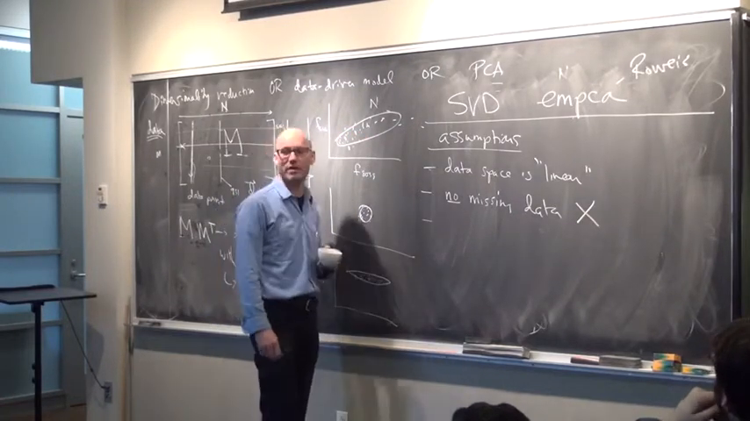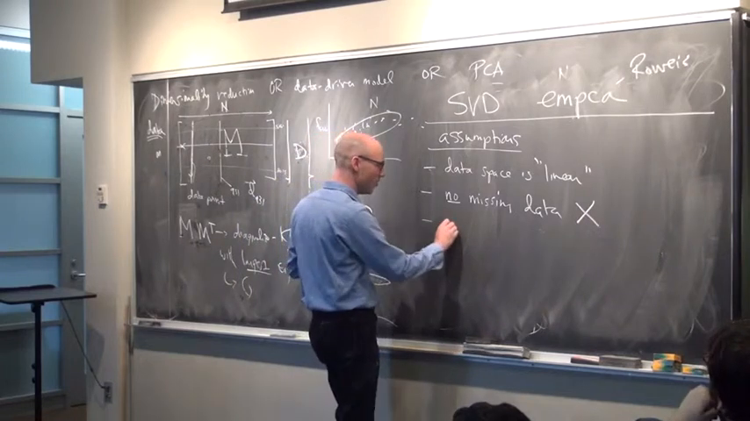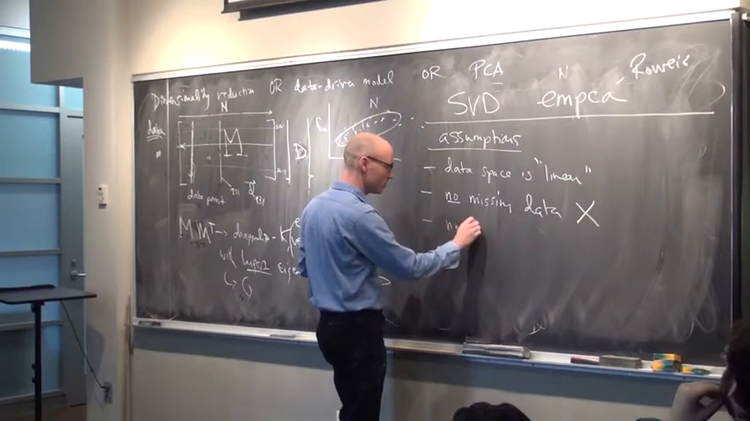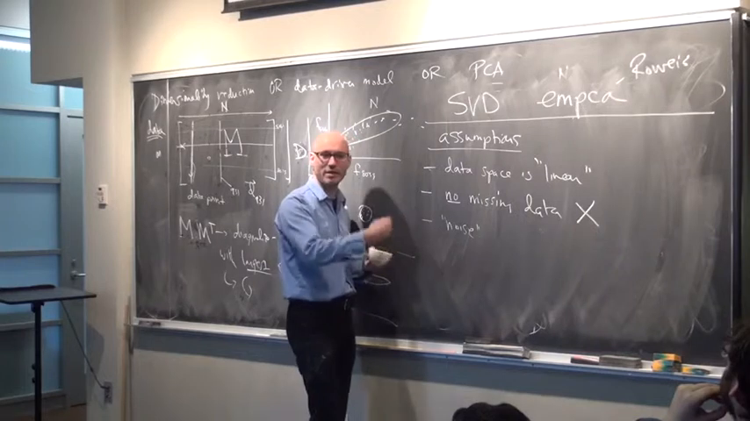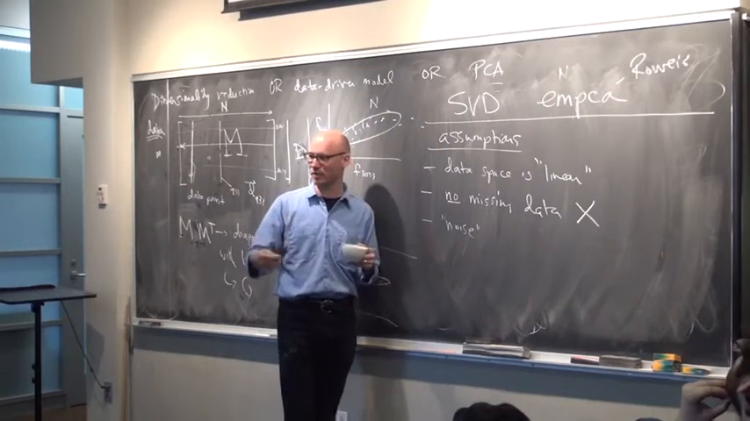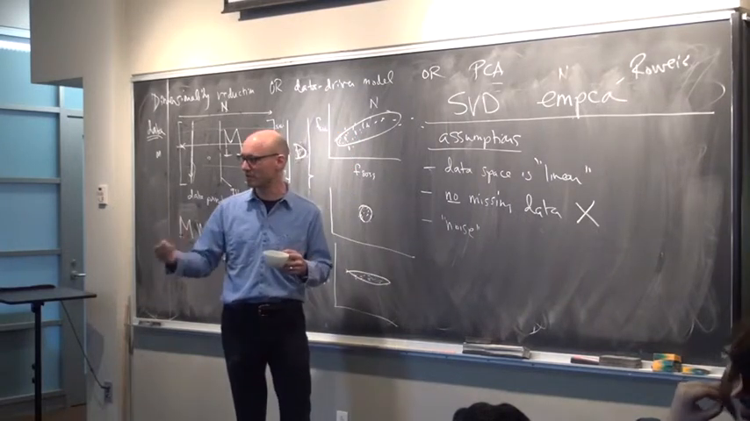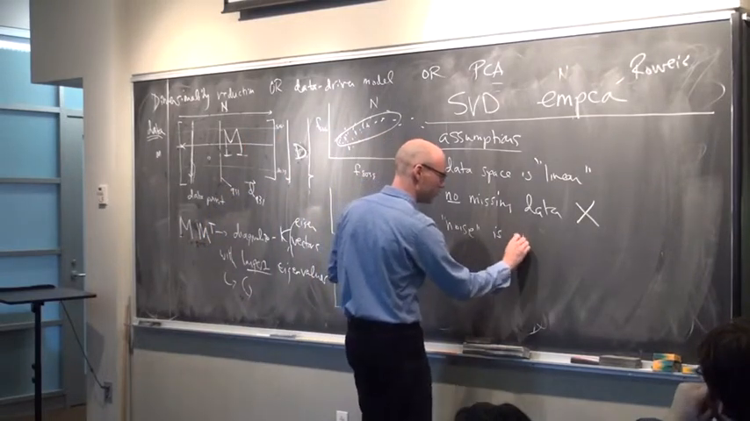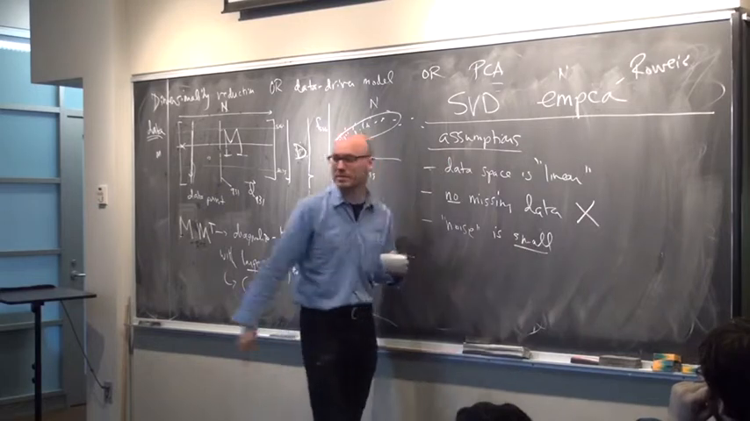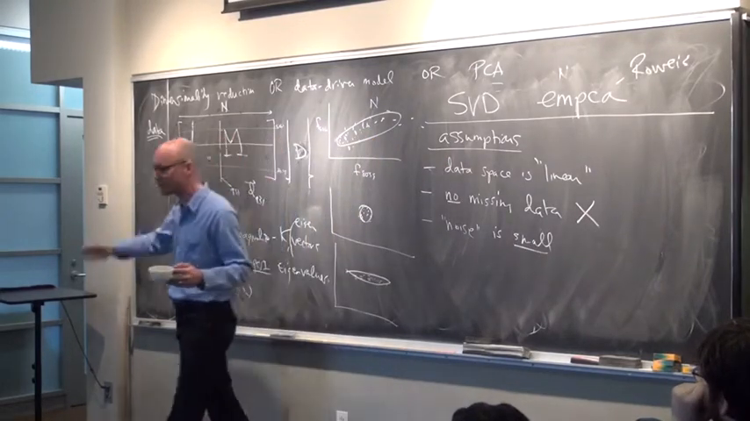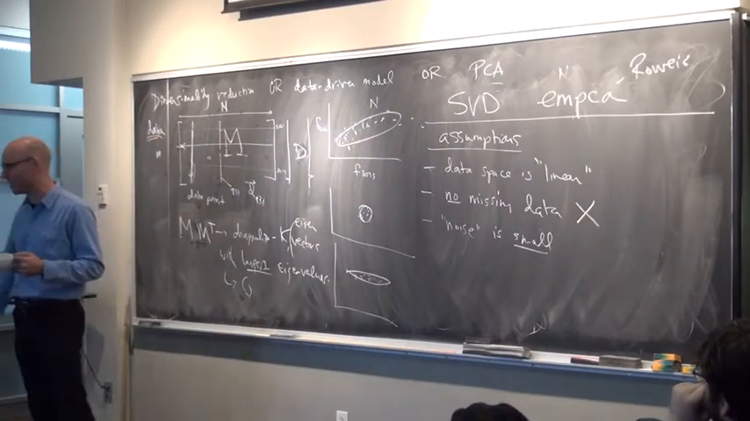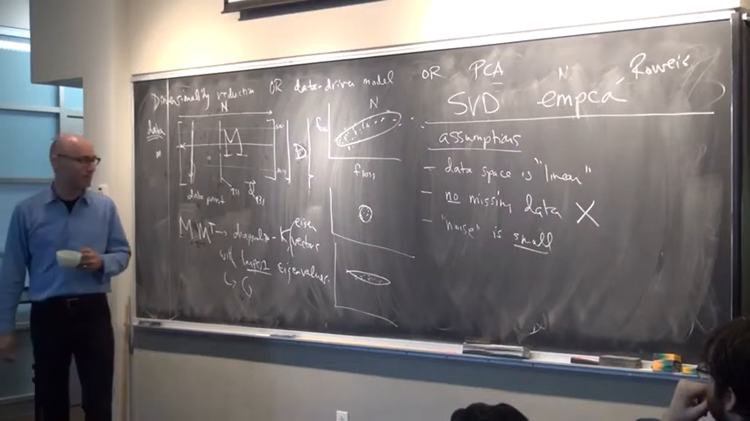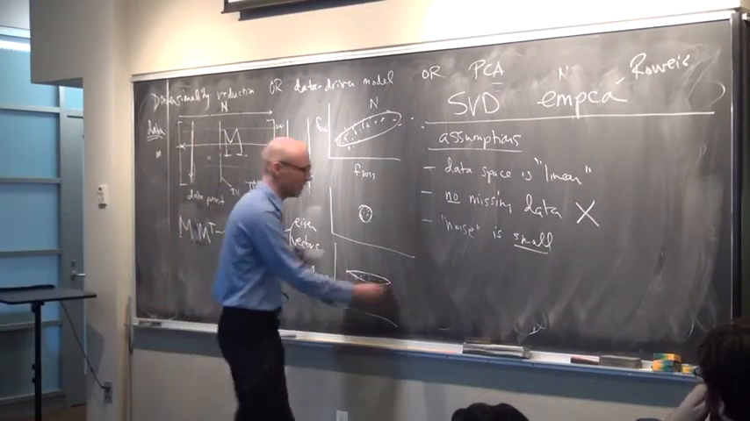The next assumption is that the noise in your data, meaning the part of your data you don't care about, like the photon statistics or the thermal noise of your telescope or whatever, the instrumental noise, is small. It assumes that the large variance directions are actually created by things you care about, not by things you don't care about.